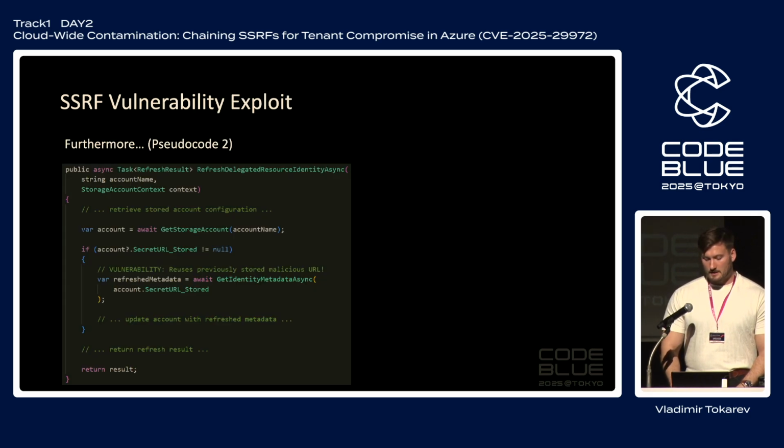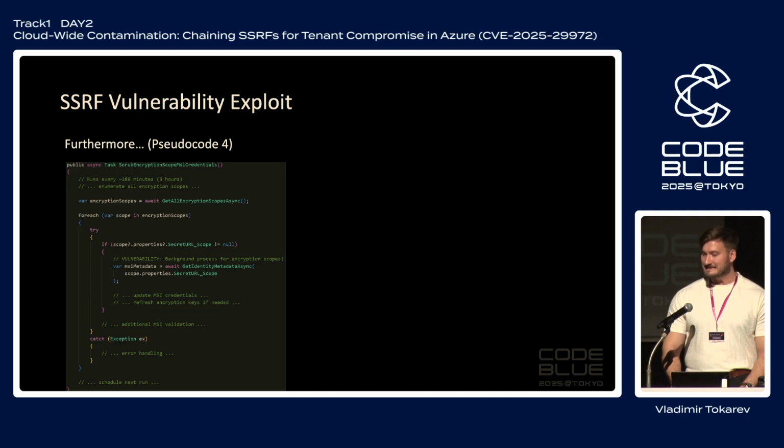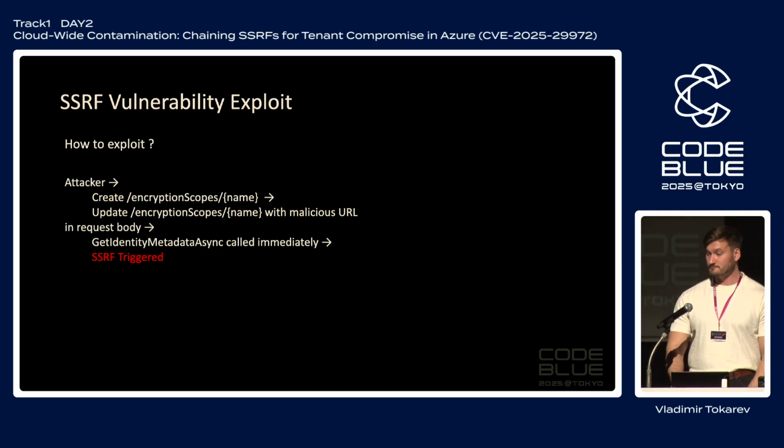And so a little bit about where we can trigger it from. There is another pseudocode, another method called refresh delegated resource identity async. Again, calling this get identity metadata async. Then we have fetch identity metadata, and we have scrub encryption scope MSI credentials. All those are pretty much triggering our interesting primitive, which is the get identity metadata async.